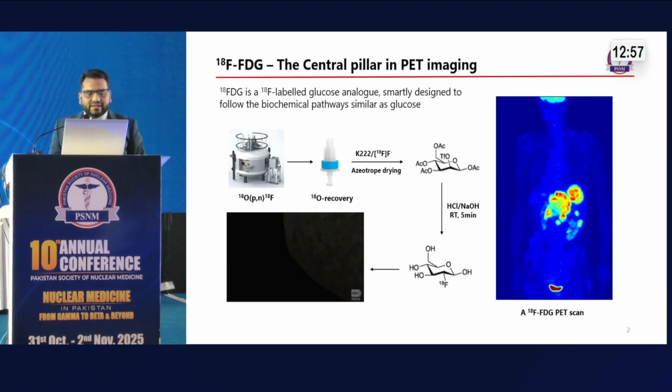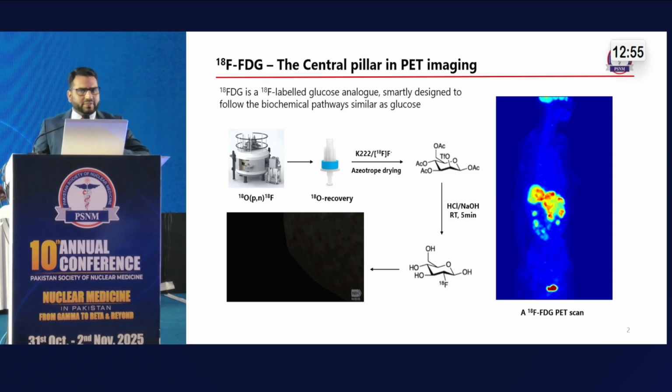So FDG, as I said, is a central pillar in PET imaging. It's a fluorine-18 labeled analog.